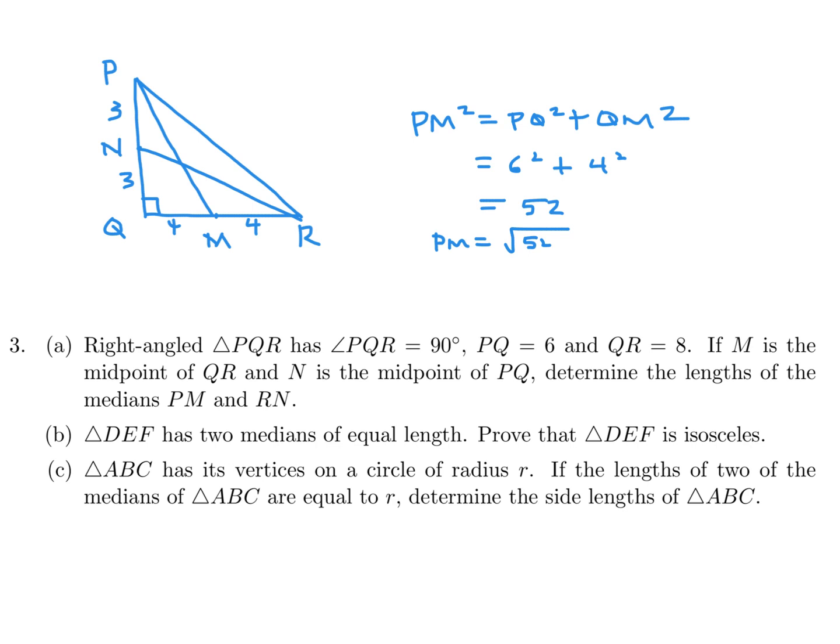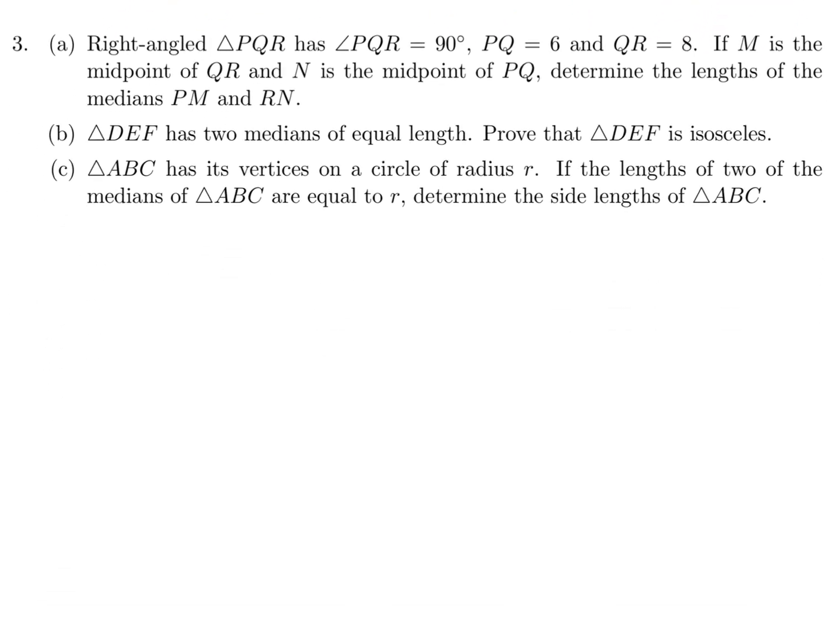And in a very similar way, we would do the other one, RN. So RN squared would be, I'm just going to write out the numbers, 3 squared plus 8 squared. And that's 9 plus 64, which is 73. So RN would be root 73. And that's it, I believe. Okay, part B.